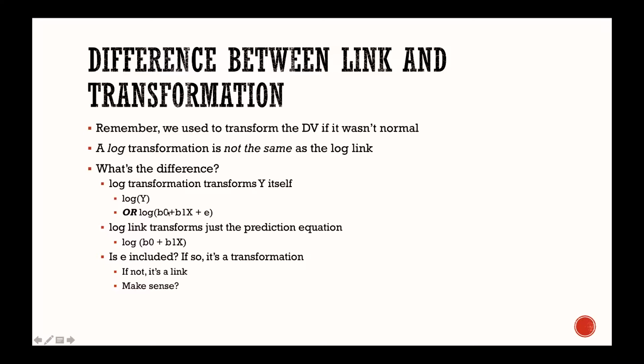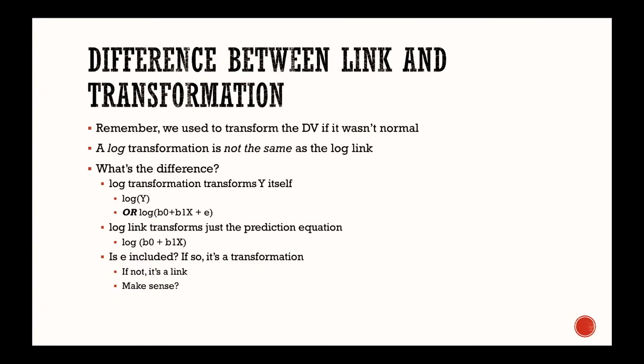Whereas with a log link, you don't transform the e. You say log of b0 plus b1 times x, or a different way to put it is you transform the expected value. An expected value is another fancy way of saying the mean. So you are transforming the systematic component, which is equal to the mean of y. So is e included? If so, it's a transformation. If not, it's a link. Make sense?